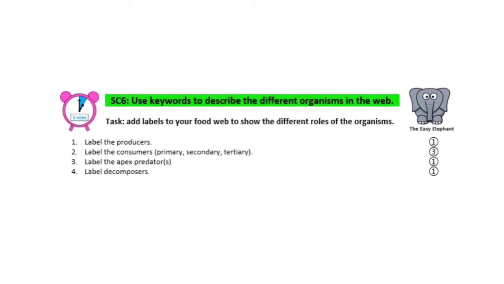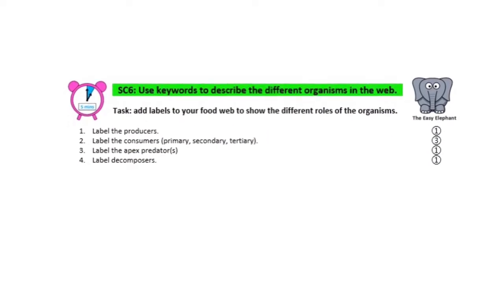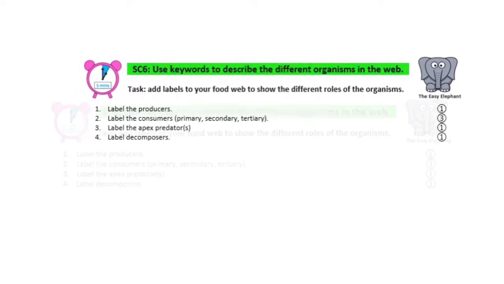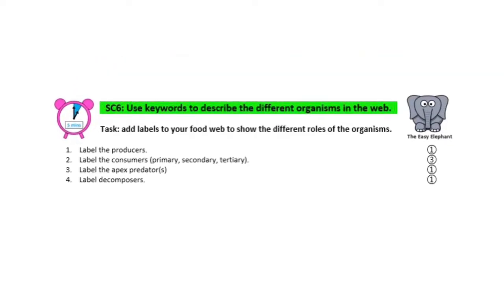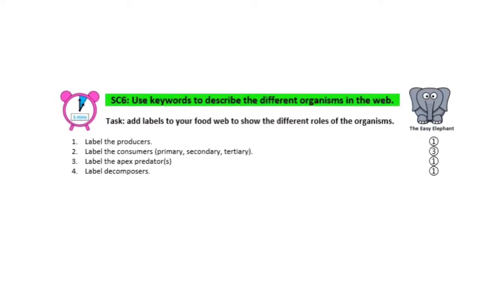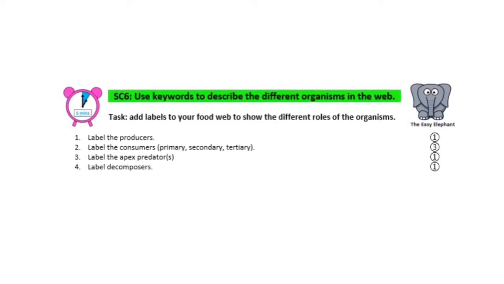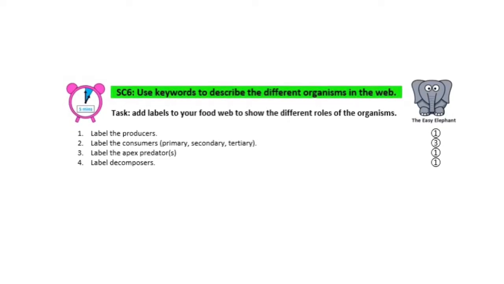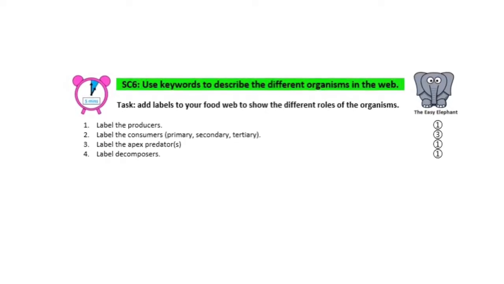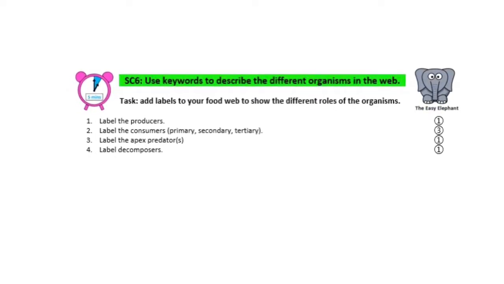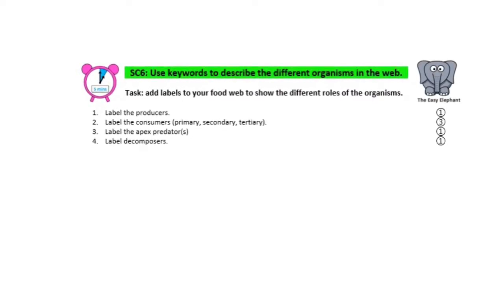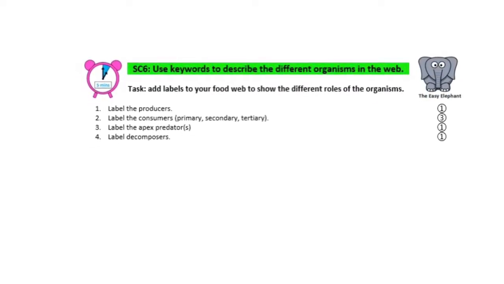Moving on to SC6, which is to use keywords to describe the different organisms in our food web. So under the animal or plant, you need to label all of the labels that are listed. So producers, primary, secondary and tertiary consumers, apex predator or predators, and decomposers. I would recommend probably using different colours to label the different things in. So you could, for example, do all of the producers in green.